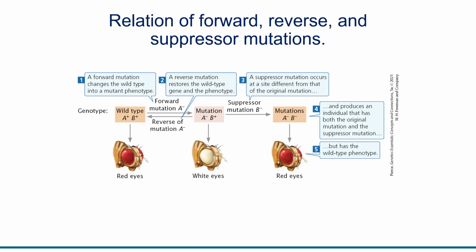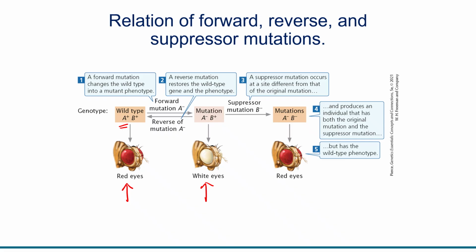We have examples of forward and reverse mutations. So we are all familiar with the red eye wild type in fruit flies, this guy here. So he's got the normal or wild type for red eyes. A forward mutation in, say, gene A is going to produce the white eye, which we are also familiar with at this point. A reverse mutation takes the white eye back to normal red eyes.